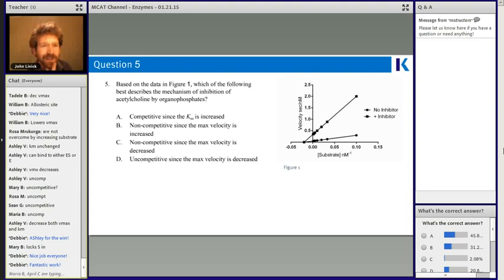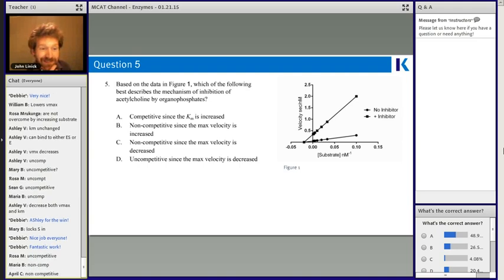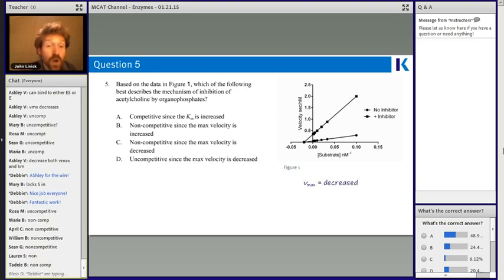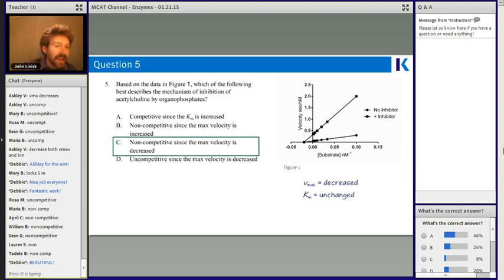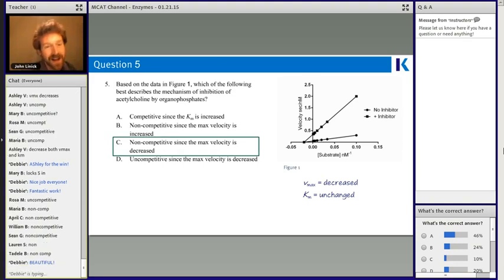The last question of the day. You got it. It's non-competitive. Notice that the Vmax is going down, but the Km is unchanged, which means you guys are spot on correct. It is non-competitive, and it's because of that Vmax. Nailed it. All right. Good work, everyone.